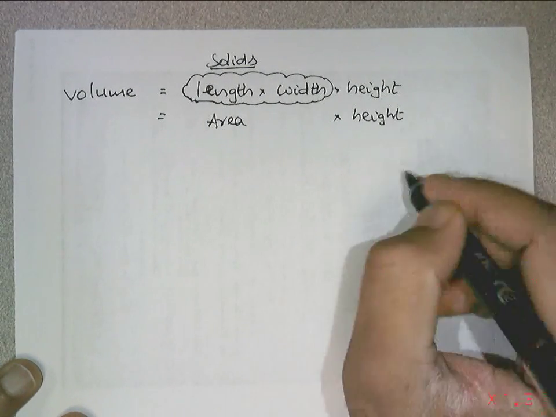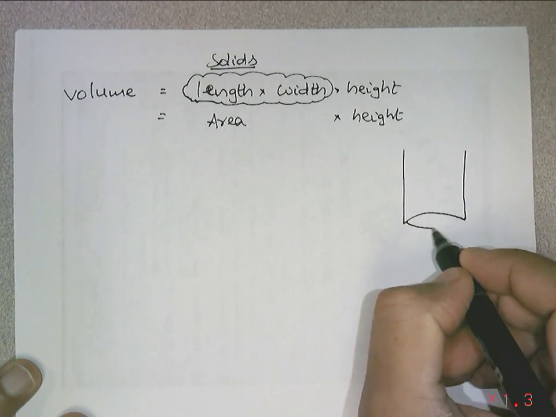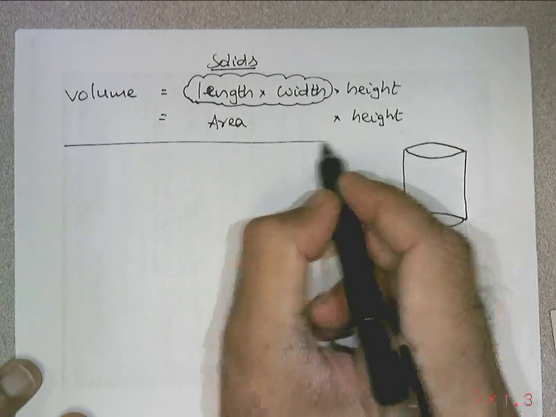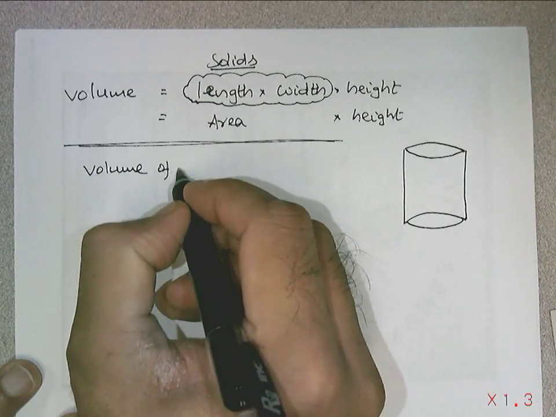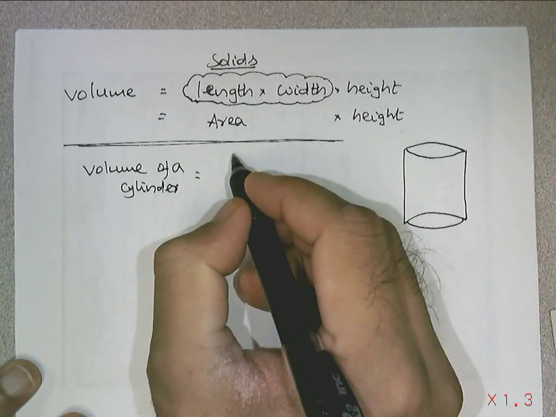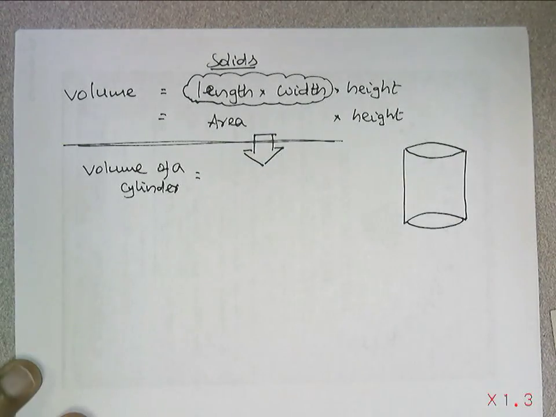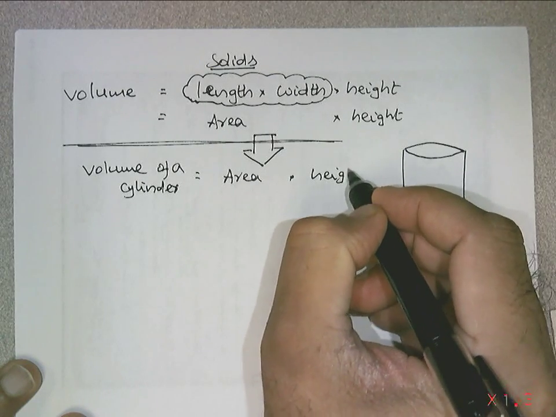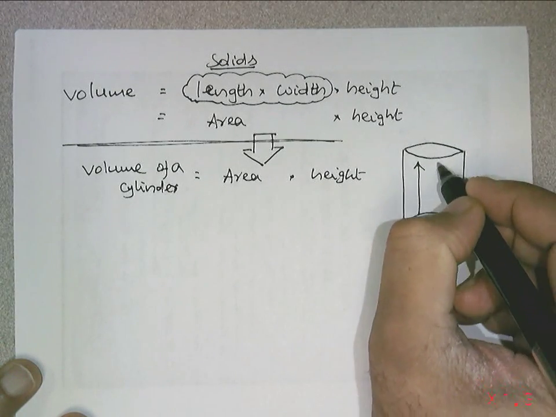If I am taking, let's say, a cylinder, here when I ask you about the volume of a cylinder, let me take the same formula which was derived here, which is area times height. So we can see that this is the height of this cylinder.